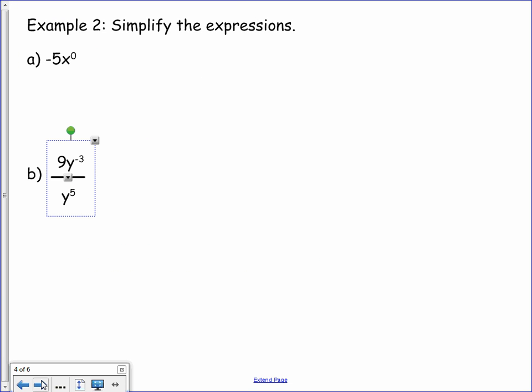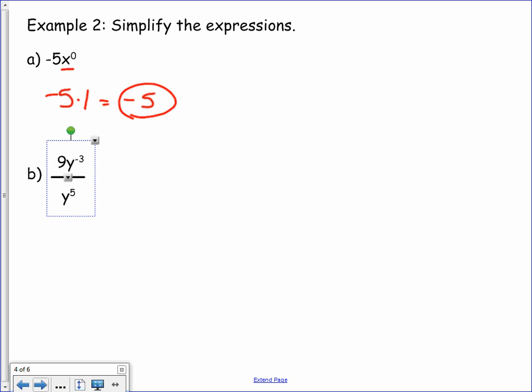Now in example 2, we're going to simplify the expressions. We're simplifying these because they have variables in them, so we're not going to get just a number answer, but we may, it depends. First, what is x to the 0 power? Anything to the 0 power equals 1. So that would be negative 5 times 1, which equals negative 5. In this case, we're getting a number answer because the variable to the 0 power eliminates the variable and we're just left with 1.